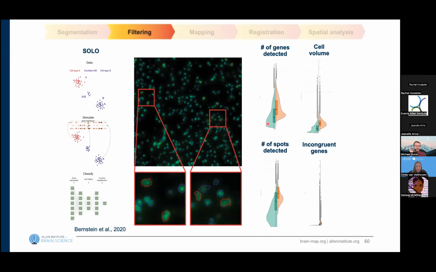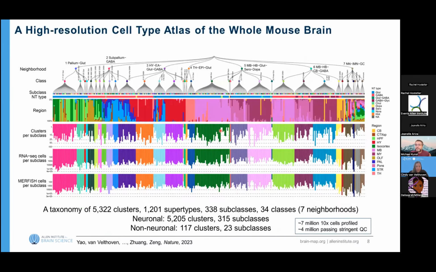Okay, so at this stage, we got rid of the most obvious low quality or doublet cells. So the next step is to assign the cell type identity. For this, I have to step back for one moment. Something we haven't talked about yet is that this whole project is centered around an RNA-seq taxonomy. A lot of effort has been put into generating this taxonomy, where RNA-seq data has been collected from multiple mice, from multiple brain regions, and clustered using advanced bioinformatic tools. We ended up with a taxonomy that consisted of about 34 classes, over 300 subclasses, 1,200 supertypes, and over 5,000 clusters. So it's hierarchically organized.